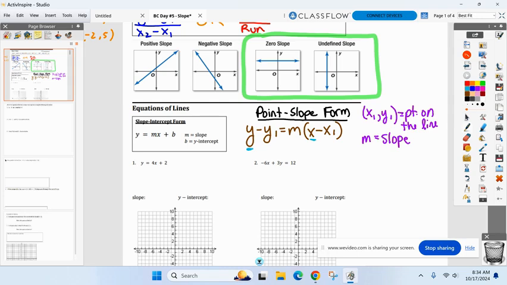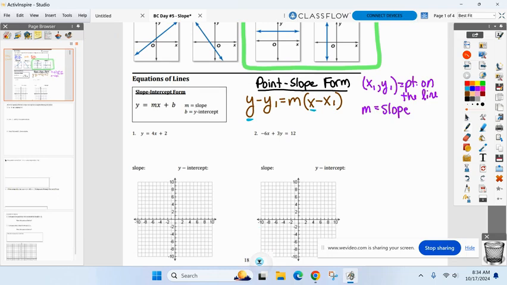So either form, I don't care which one you use. Whatever's best for you. And you'll find out as we do these problems, one form over the other would work probably depending on what information they give me. All right, let's jump right into it.